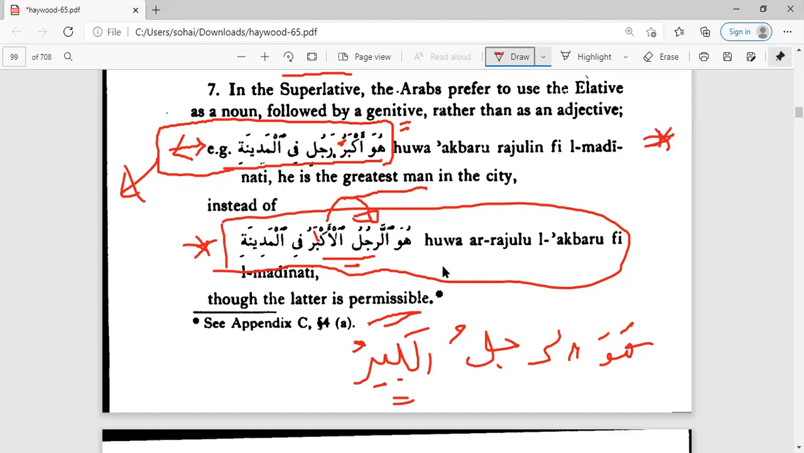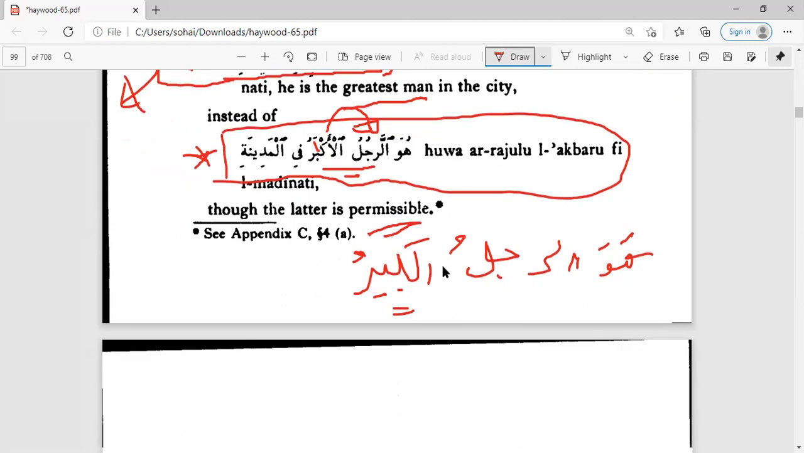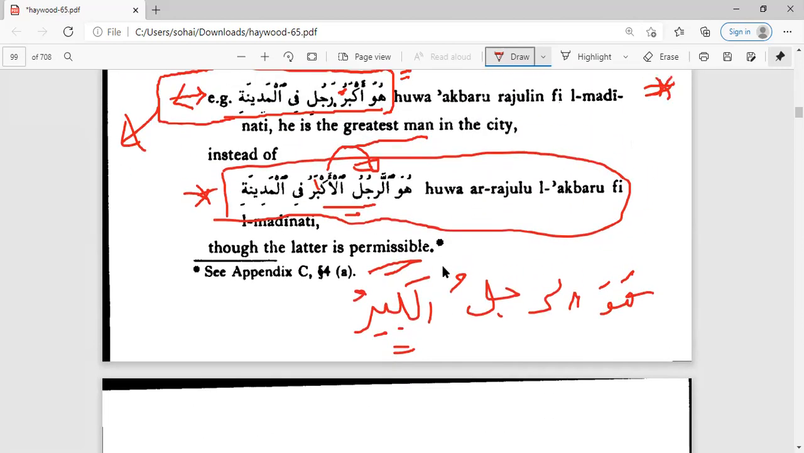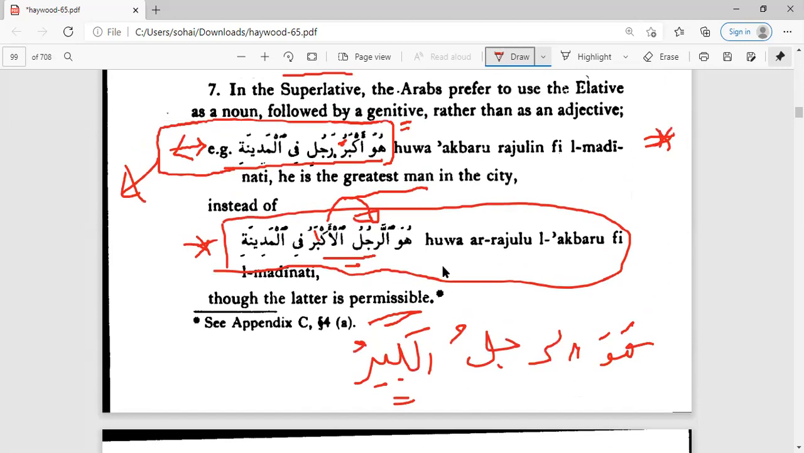Sorry, I can't hear you, so I don't know what your question is. She's asking about the second sentence: there is no idafa construction, it's just a simple adjective. She was asking whether the superlative needs the idafa construction. The first one is correct because it's an idafa construction, and the second is just a simple adjective form. It's permissible, but not used very often. You could use both.